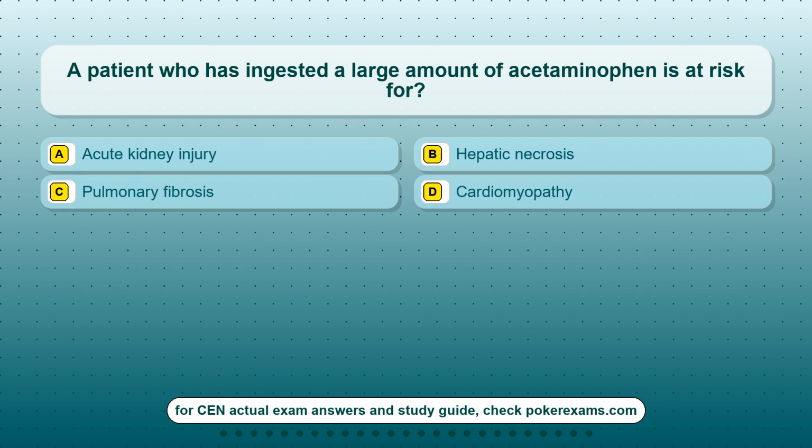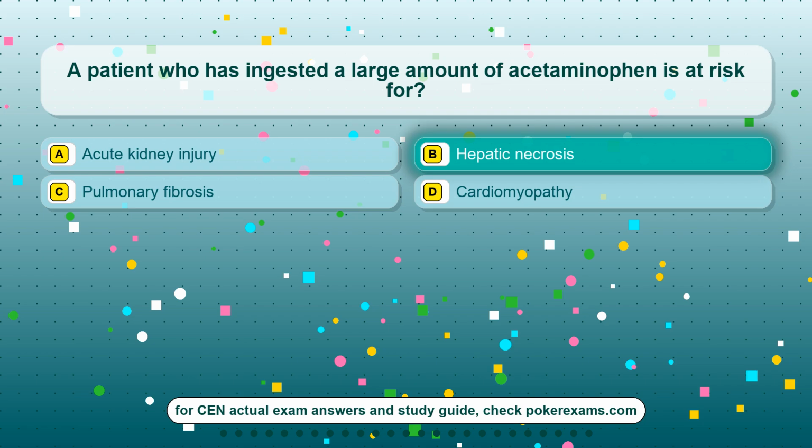Question 11. A patient who has ingested a large amount of acetaminophen is at risk for? Option A, acute kidney injury. Option B, hepatic necrosis. Option C, pulmonary fibrosis. Option D, cardiomyopathy.